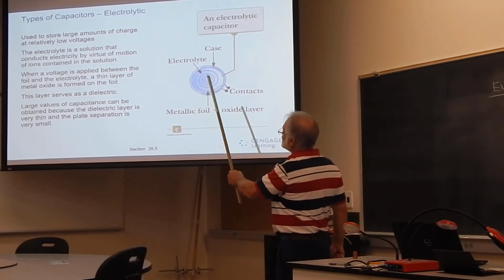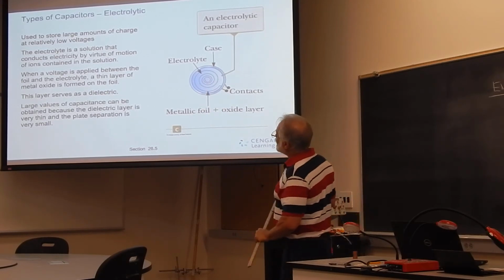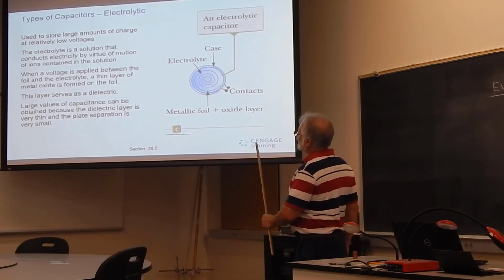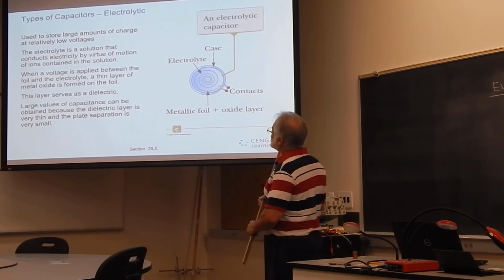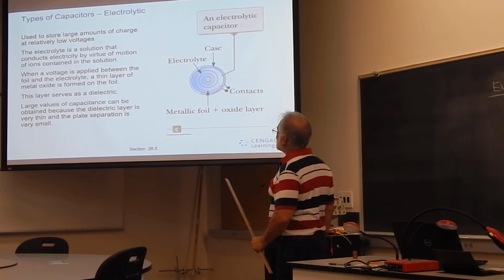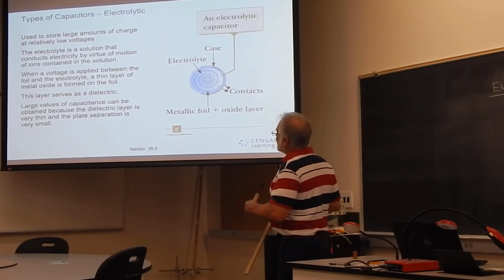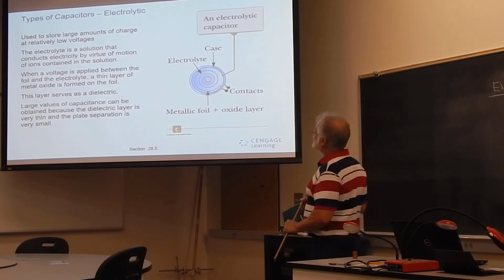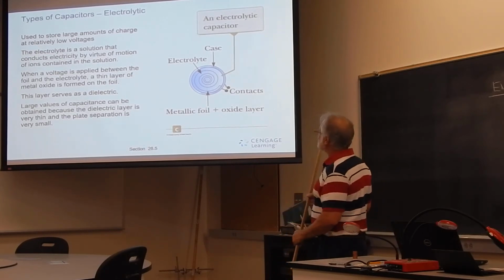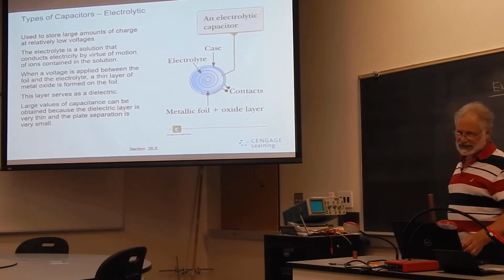In this case, we use the electrolytic to store a large amount of charge at low voltages. We use some electrolyte solution that's good at conducting electricity. If I apply a voltage between the foil and the electrolyte, we get a thin layer of metal oxide formed, which will serve as the dielectric. And we can get large values of capacitance doing this because the dielectric layer is very thin. We can keep the plate separation very small. Both of those things will enhance the size of the capacitance.